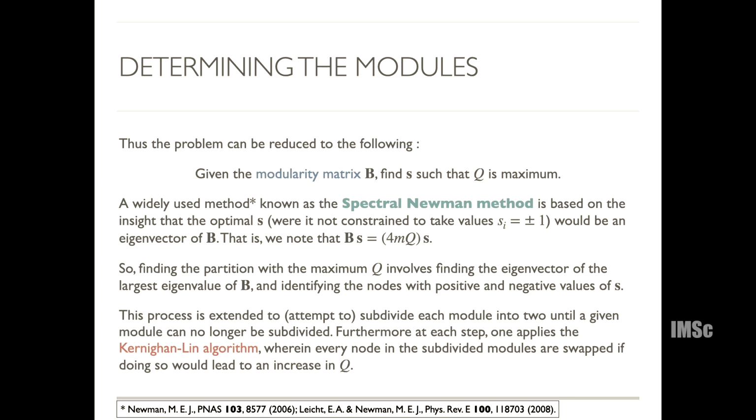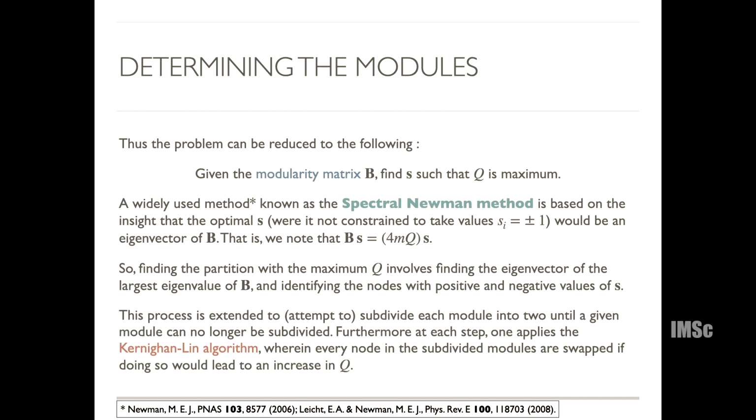It turns out when you do this, it actually does a remarkably good job, and he shows an example in this paper where he does this for some simple networks. This can actually be refined by using what's called the Kernighan-Lin algorithm, wherein at each step, for every node in the subdivided module, you check whether swapping it from one module to the other is going to improve or reduce the Q. If it does improve it, you keep the swap. If not, you discard the swap.